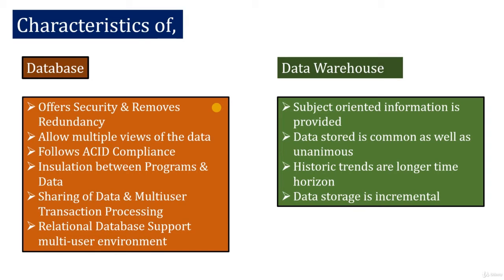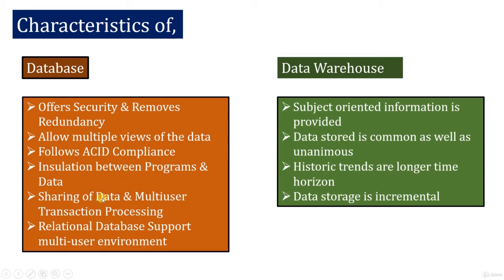And what is the next characteristic of a database? It allows insulation between the programs and the data. This is basically called program data independence, which allows changing the data storage structures and operations without having to change the DBMS access programs.